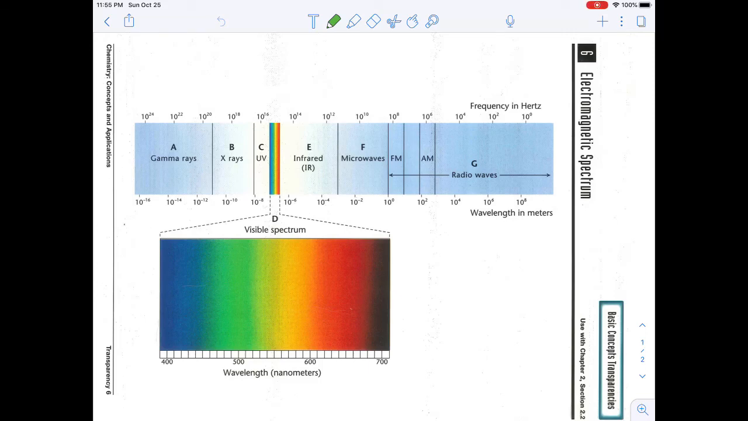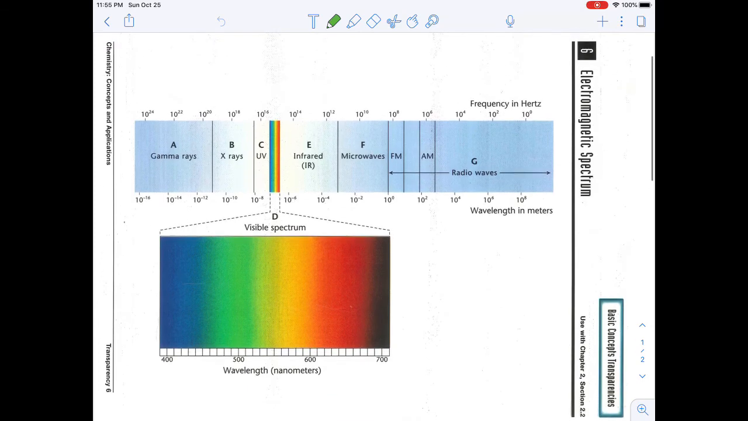Hello. Let's talk about the electromagnetic spectrum. The electromagnetic spectrum represents all energy waves that could possibly exist in the universe. And you can see they're organized on this page. In this organization, we have them listed by frequency, which are the top numbers along the page, and also their corresponding wavelengths.